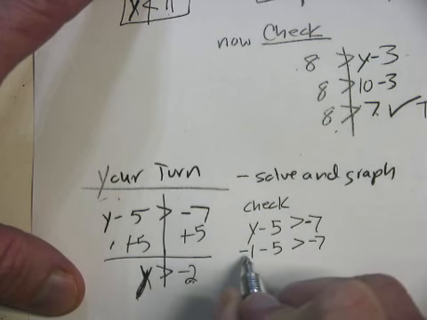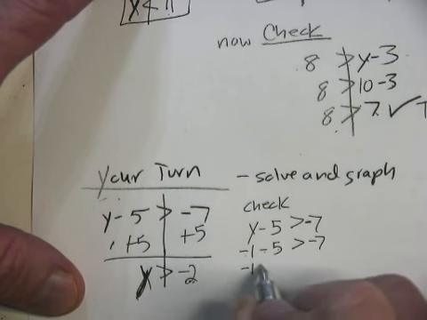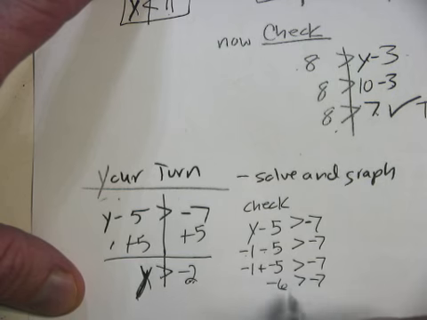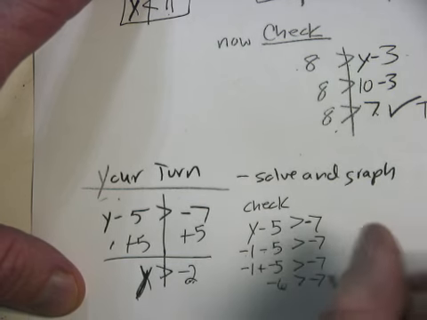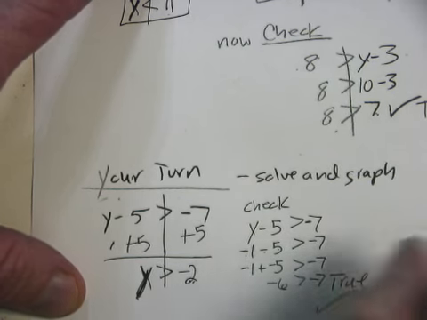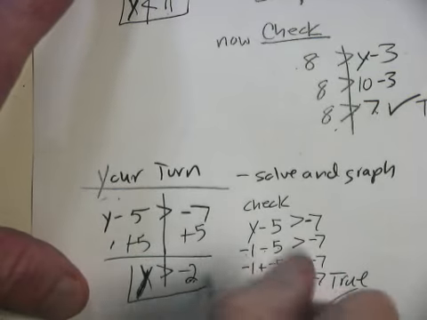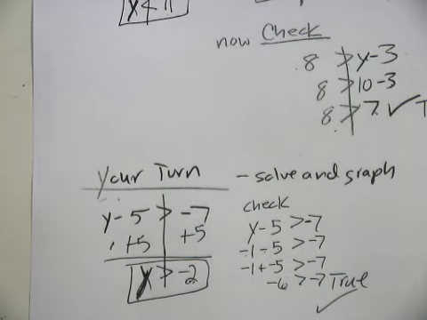So remember, when you're subtracting integers, this is really keep, change, opposites. So really it's negative 1 plus negative 5, I hope is greater than negative 7. This gives me negative 6, and negative 6 is greater than negative 7. Well, that's true, which means this is the answer there. It is y is greater than negative 2.